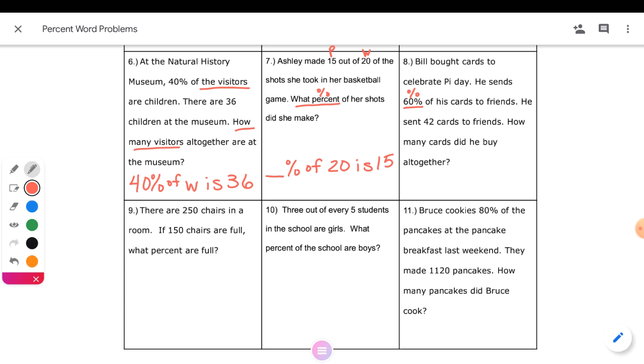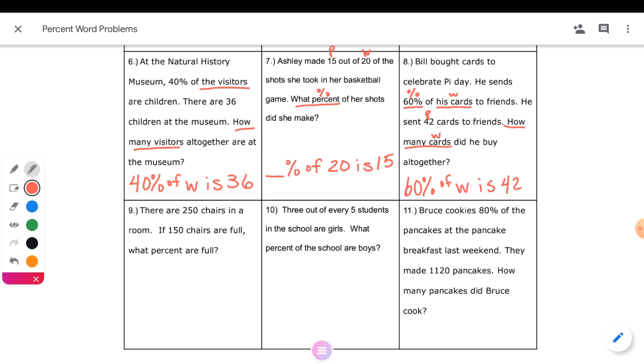Hallie, what did you come up with for this one? I came up with 60% of W is 42, because it's 60% of his cards, and I don't know how many cards he purchased. So that is his, I could label it there or I could label it up there. So 42 is the part that he sent away.